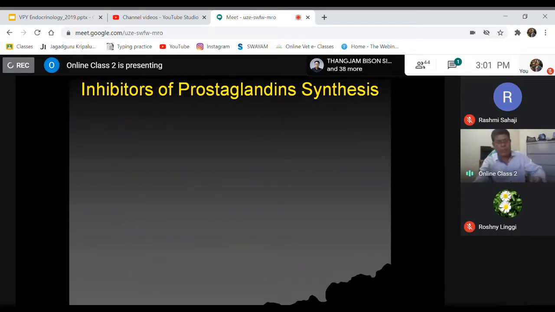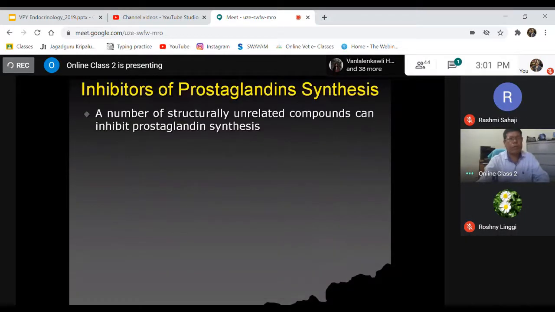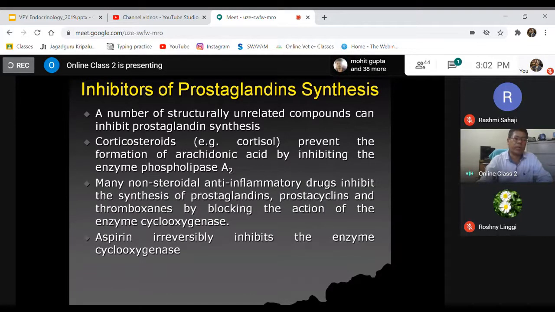Inhibitors I have already discussed. So these are the inhibitors. The first one is the corticosteroids. It inhibits the phospholipase. Then the cyclooxygenase can be inhibited by these medicines. So a number of structurally related compounds can inhibit prostaglandin synthesis, like corticosteroids. For example, cortisol prevents the formation of the arachidonic acid. So you just go through it. I have already explained this one, I'll not go through it again.